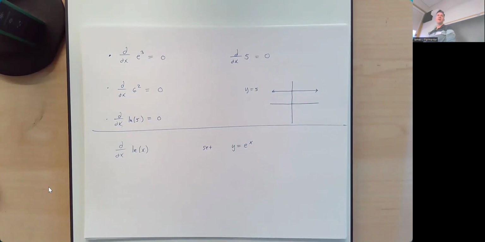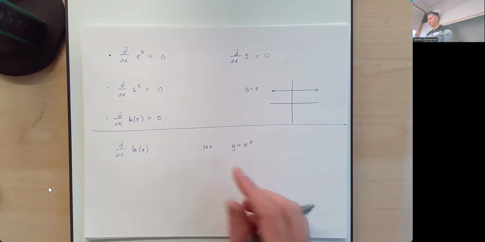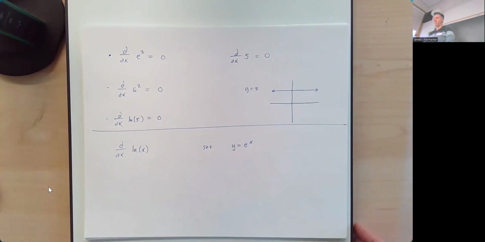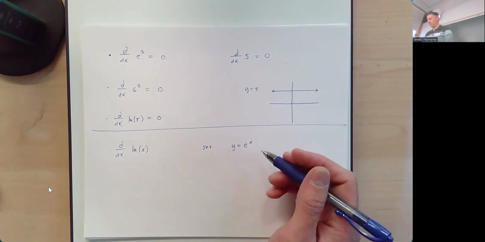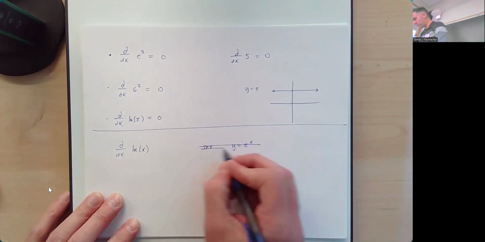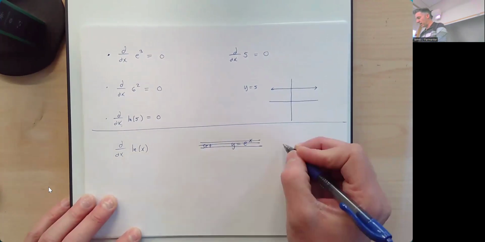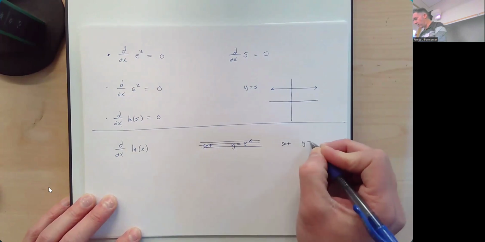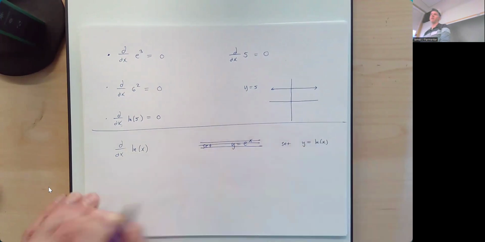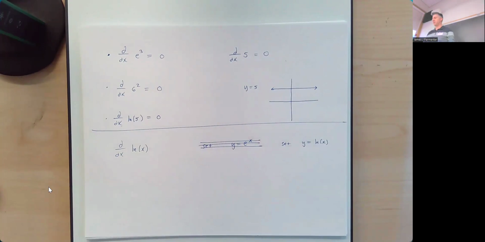Why did I set y equal to e to the x? I'm getting ahead of myself. I apologize. I don't want to take the derivative of e to the x. I know that already. I want to take the derivative of the natural log of x. So we're going to set y equal to the natural log of x. Sorry about that. Sometimes my brain gets on to the next step before I've written down the previous step.